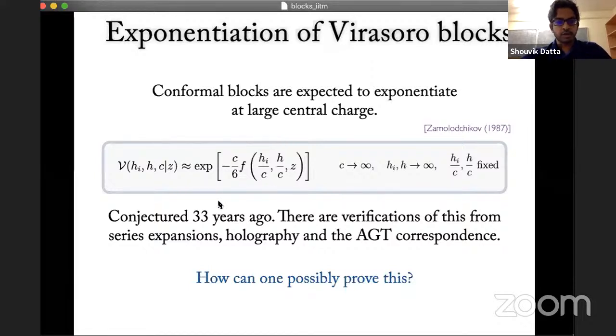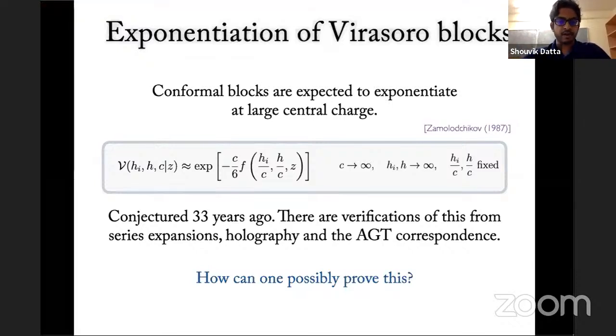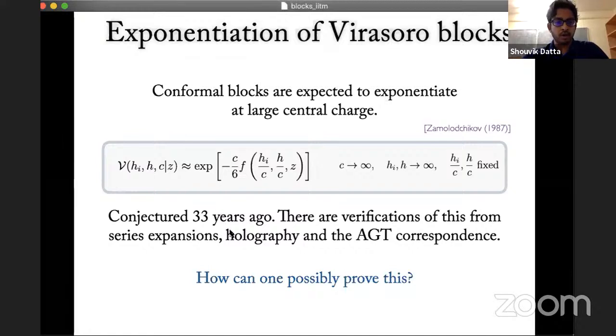Okay. So this was conjectured quite a long time ago, and there have been various verifications of this via series expansions in the cross ratio, also from holography by obtaining this block from geodesic diagrams or Witten diagrams, and also by mapping the 2D conformal block to a problem in 4D gauge theory via the AGT correspondence. And it has always been seen to work. So there is compelling evidence for this conjecture, but a proof of this has not been seen directly. So how can one possibly prove this?